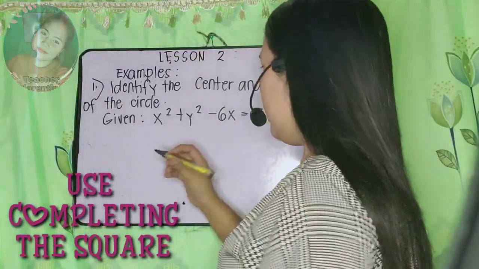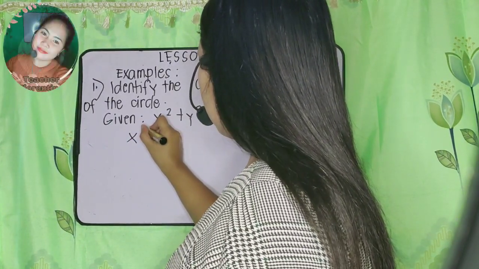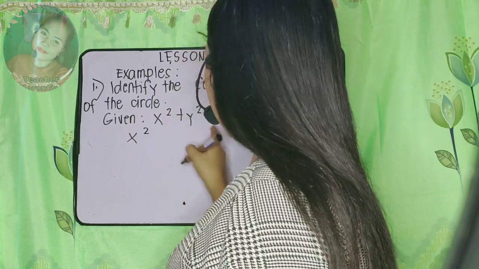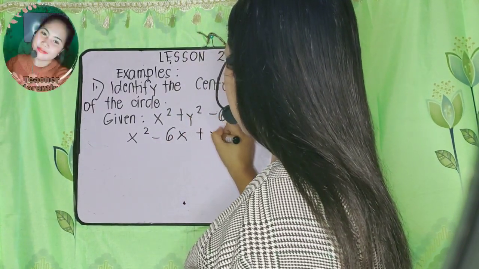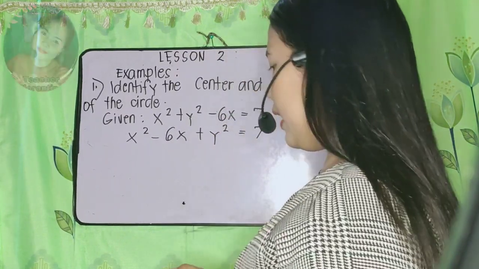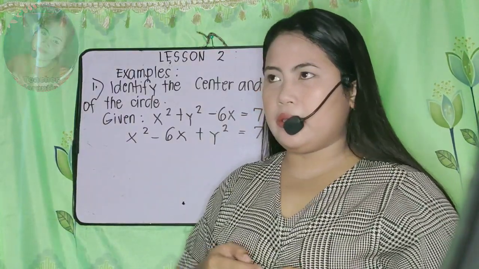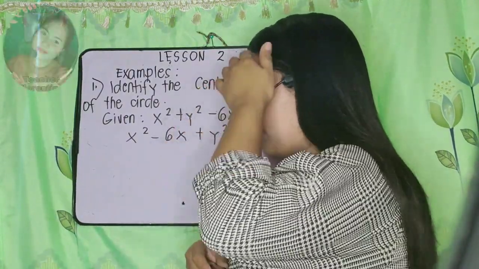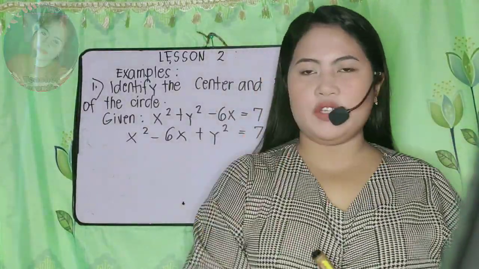Okay, so first, copy x squared, then negative 6x plus y squared equals 7. Now, how are we going to apply completing the square here? First, use completing the square. Take half of the coefficient of b.